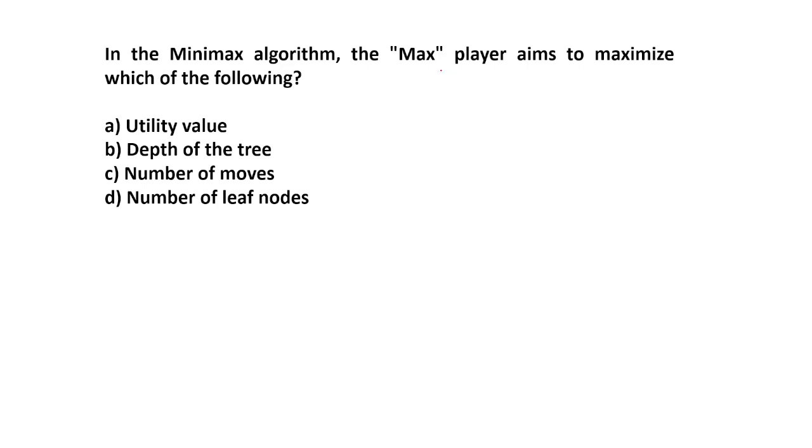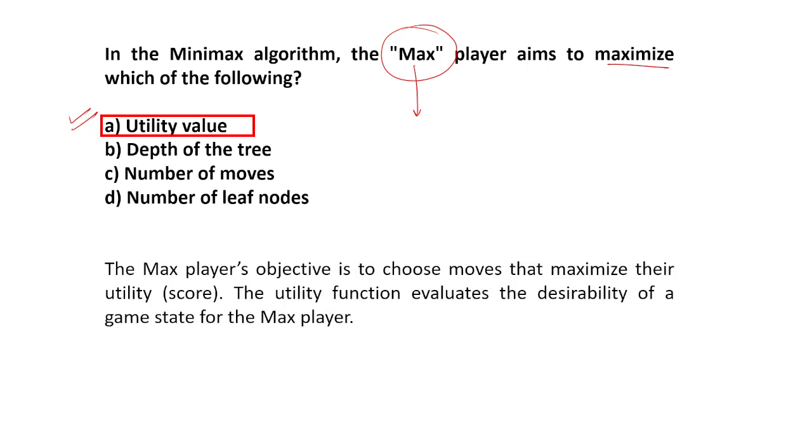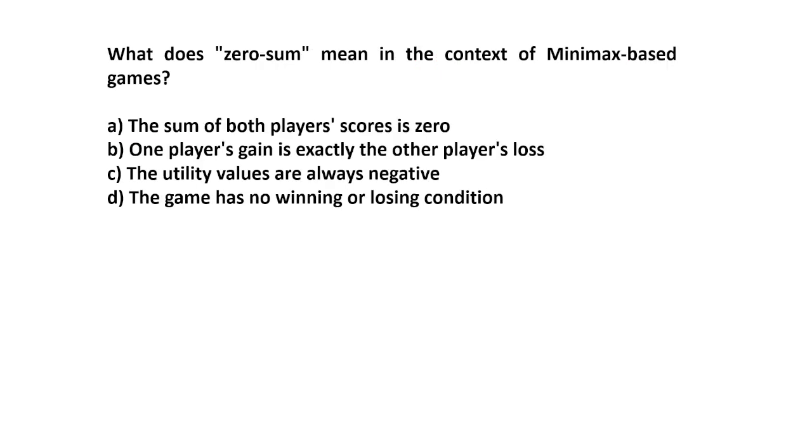In the minimax algorithm, the max player, that means the winning player, aims to maximize which of the following? They aim to maximize the utility value that we discussed earlier in the previous questions, right? The max player's objective is to choose moves that maximize their utility, that means that maximizes their score. The utility function evaluates the desirability of a game state for a max player.